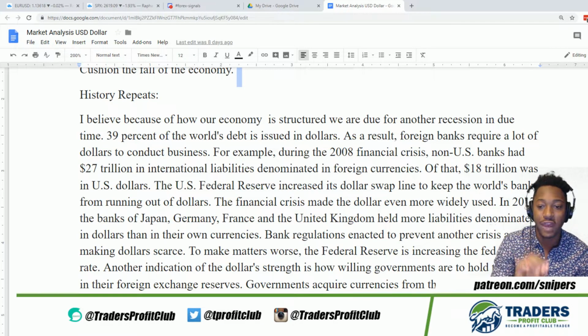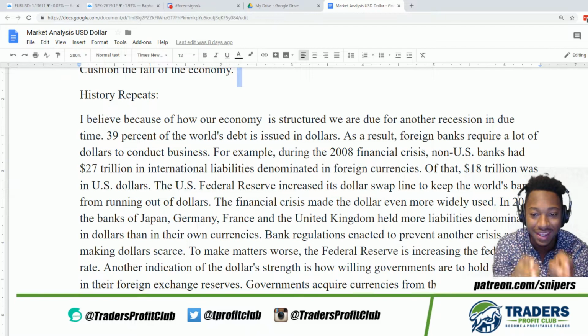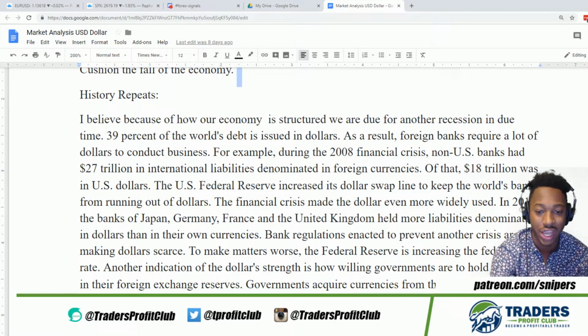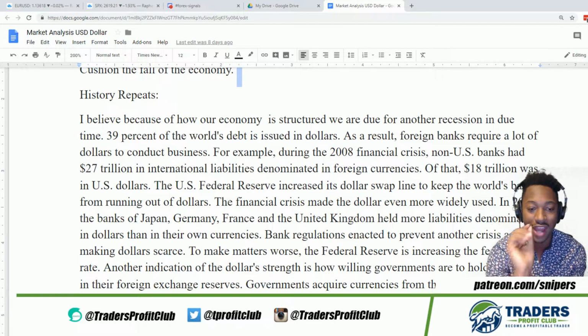If you're increasing Fed funds as well as having all these other countries putting their money into the US dollar, that's literally going to be a detriment. And you guys see how it's not China. We have all these countries, but not China. You know why? Because China is going to be the next world currency. Their currency is going to be the next currency, and I'm going to show you guys exactly what I mean by that. So, to make matters worse, the Federal Reserve is increasing the Fed funds rates.